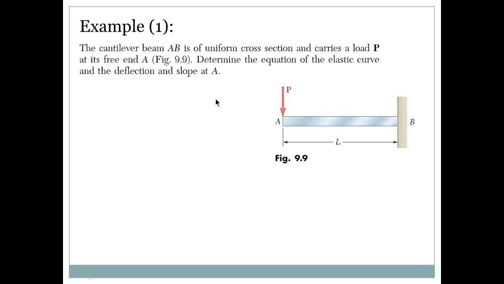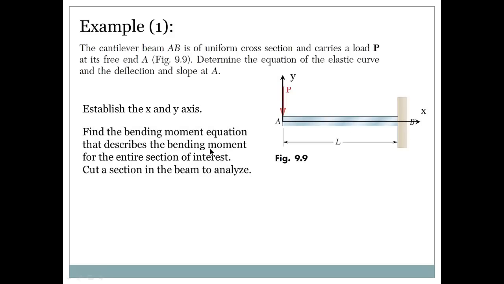Here are the steps. Establish the x and y axis. We need to define which way is our x and which way is our y. This is the way I like to do that. Find the bending moment equation that describes the bending moment for the entire section of interest. The section of interest is the whole beam. So if I can find an equation that describes the bending moment for the whole beam, I'm done.